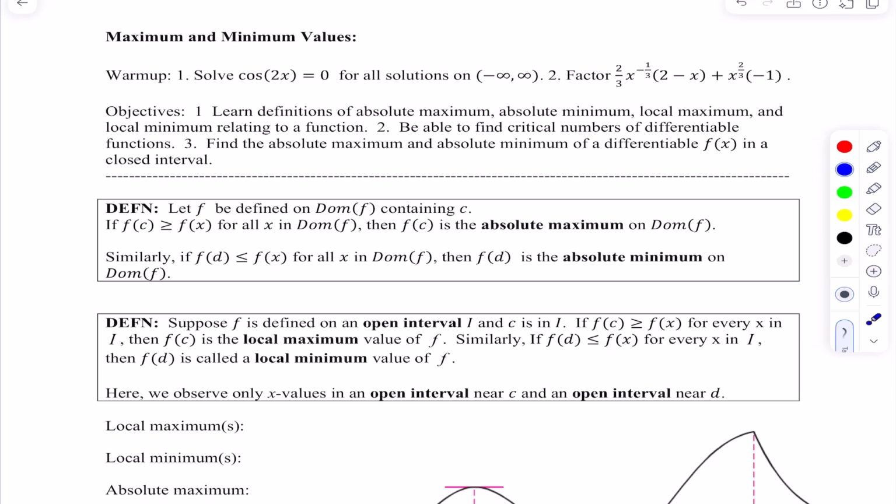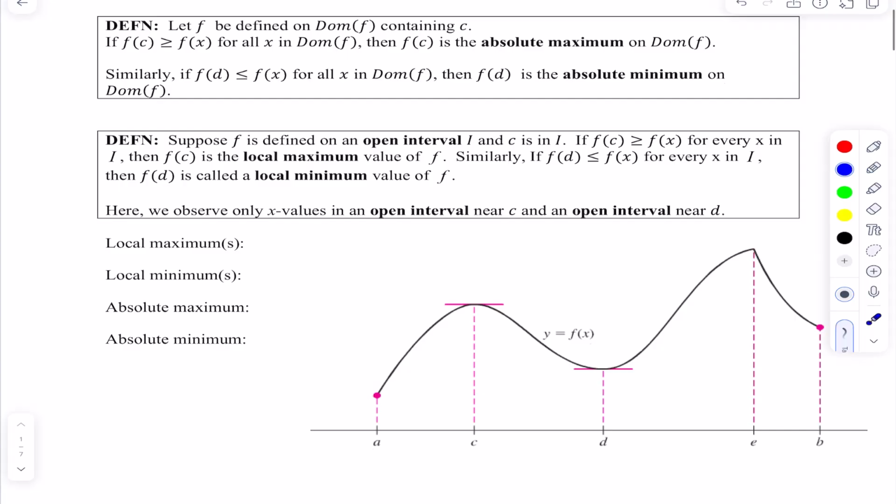calculus. But our objective today is to learn definitions of absolute max, absolute min, local max, and local min, all relating to a function. We want to be able to find critical numbers. This will allow us to take careful analysis of differentiable functions. And then we'll look at a special case where we could actually find the absolute max and absolute min of a differentiable function in a closed interval. There is a difference between closed intervals and open intervals that you learned from algebra. We'll begin with a definition.